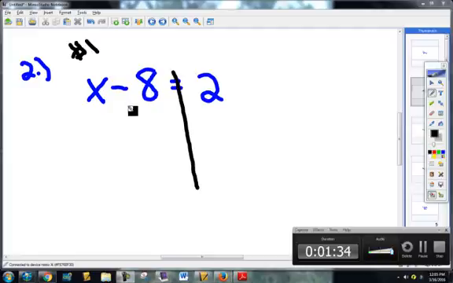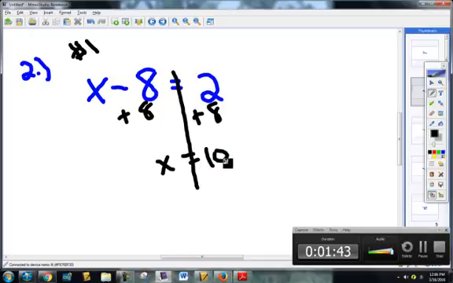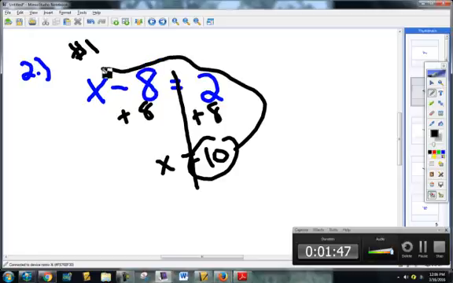Put your writing away, please. Okay, so I need to undo that by adding 8 to both sides. So then I learned that x is going to equal 10, right? Am I done? No. Remember that last step is just to quickly take it and plug it in. And make sure that when you plug in 10 for x, it gives you what it's supposed to. Does it? Okay, so x equals 10 would be your answer there.